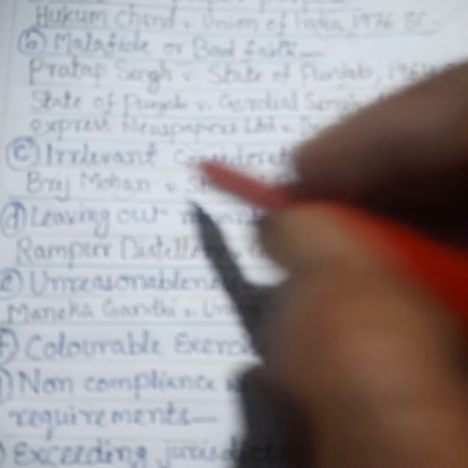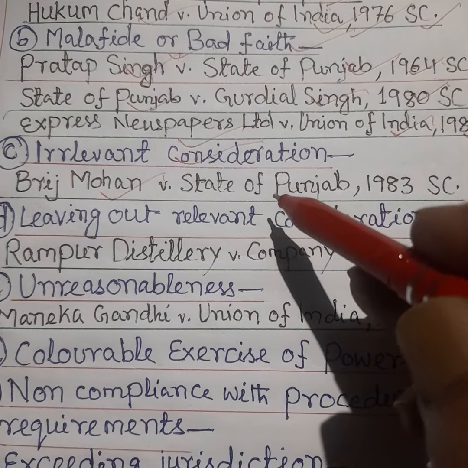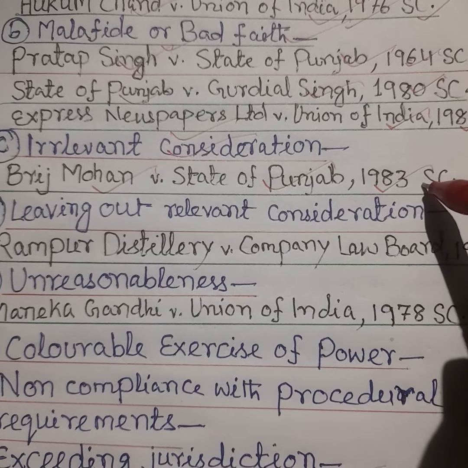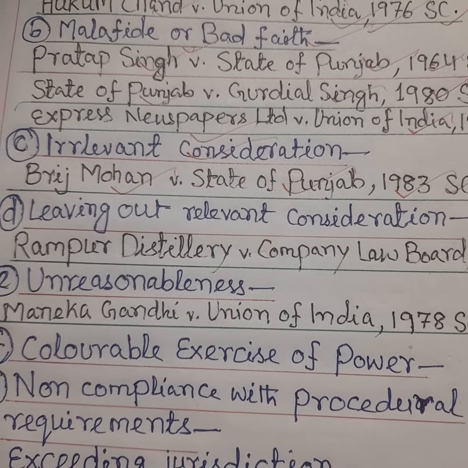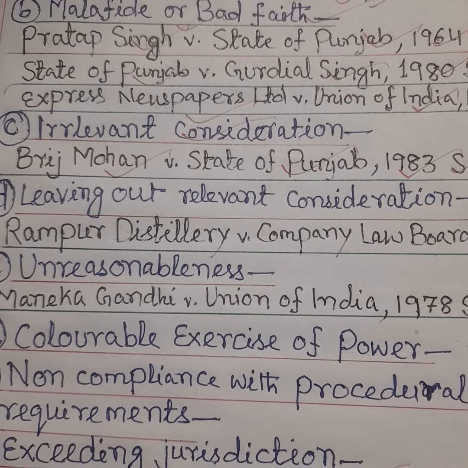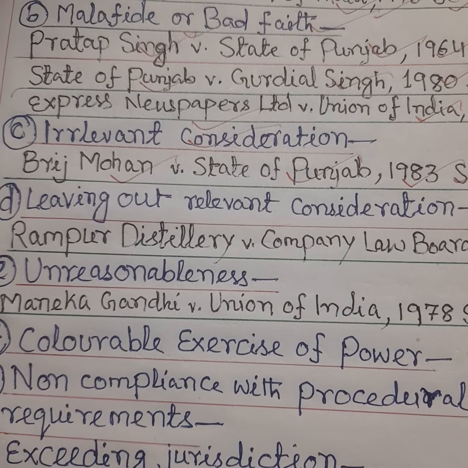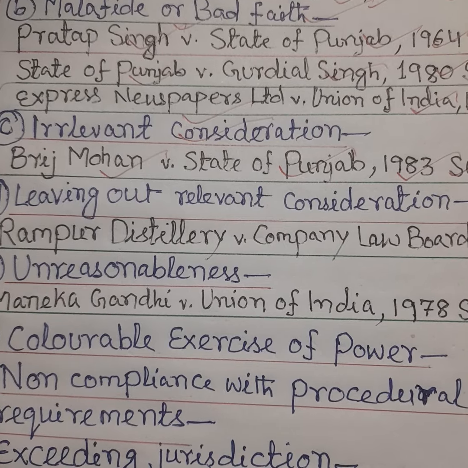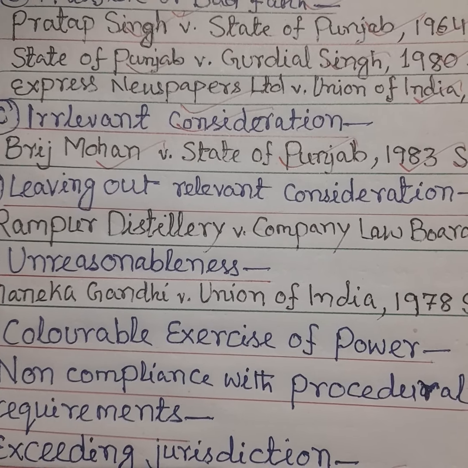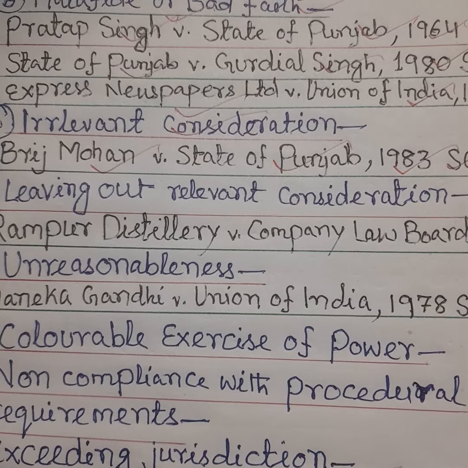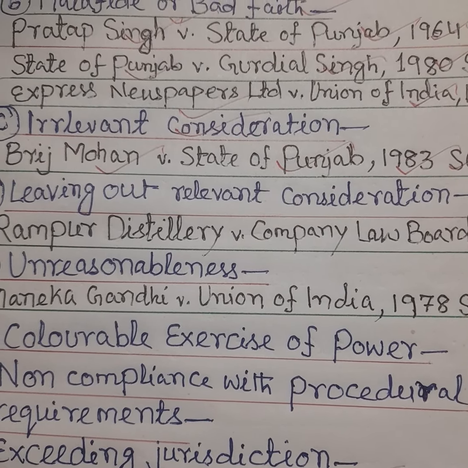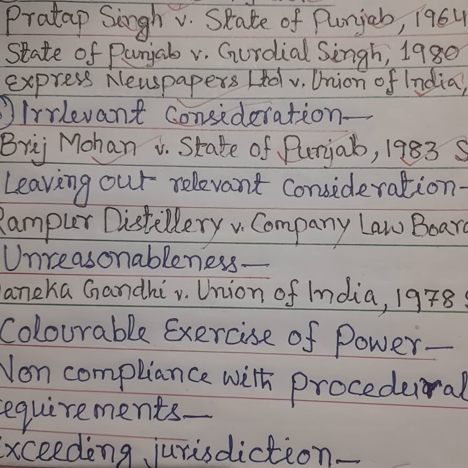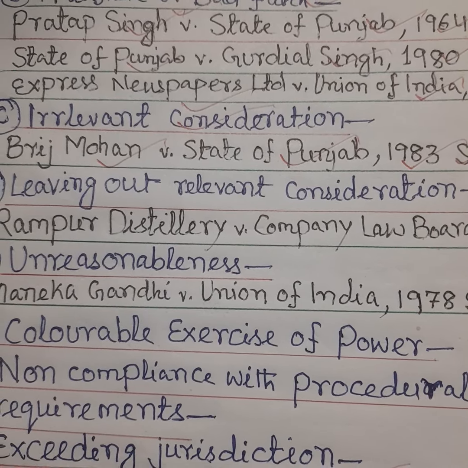Another ground of abuse of power is irrelevant consideration, and in that case we will discuss the leading case Brij Mohan versus State of Punjab in 1983, decided by the Supreme Court. The decision of the administrative authority is declared void if it is not based on relevant and genuine consideration. The consideration will be irrelevant if there is no reasonable connection between the facts and the grounds.